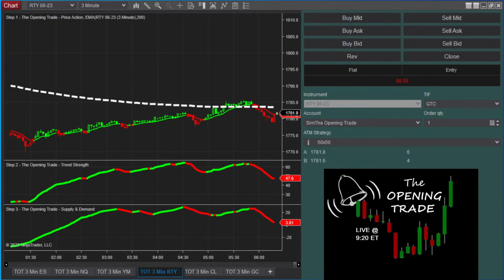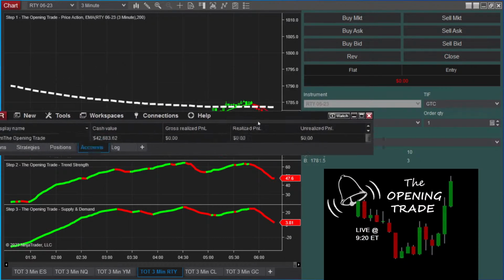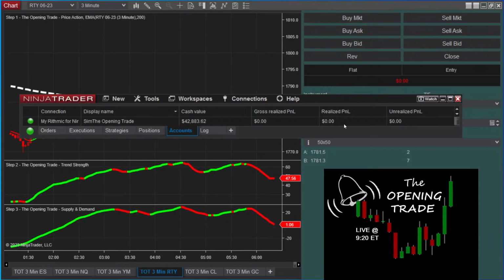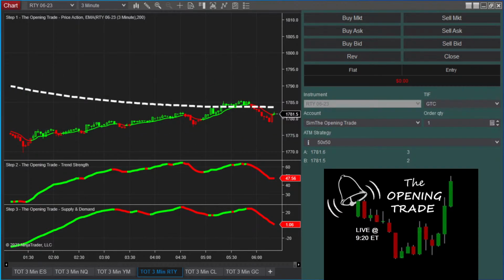Alright, let's take a look at the current sim account balance. Let me get that dragged over from NinjaTrader. Here we go. Simulated opening trade, cash value is here. Growth will match the red after any automated and manual trades, and realized will be after the fees have been paid. Make sure that you understand and know your fee schedule by your provider. That way you can be an informed trader.